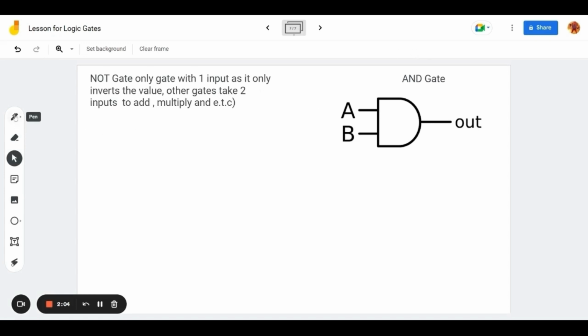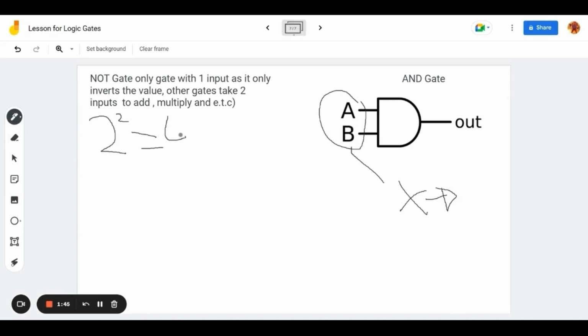For an AND gate, it's basically multiplication. You are multiplying the values here. So I'll show you in a truth table to figure out what this means. Right now we have 2 inputs, so we would do 2 to the power of 2 to get 4 combinations, or digits.